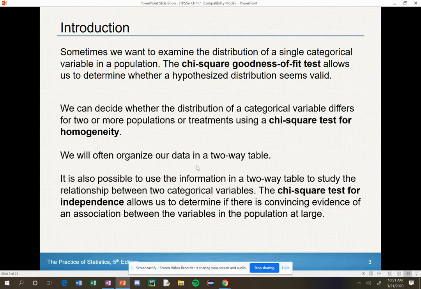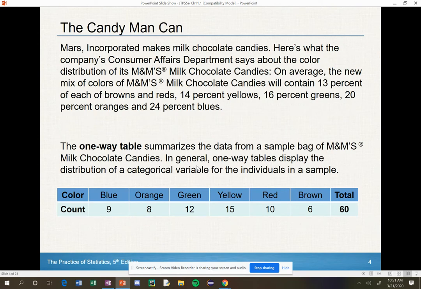This is just outlining all 3 tests in here, and we're going to focus on the first one, which is the test for the goodness of fit. So we have this first example, which we're going to use from a bag of M&Ms. This bag of M&Ms has 60 total M&Ms in it, and the company is declaring the proportion of colors that you would expect to see in any given bag of M&Ms.